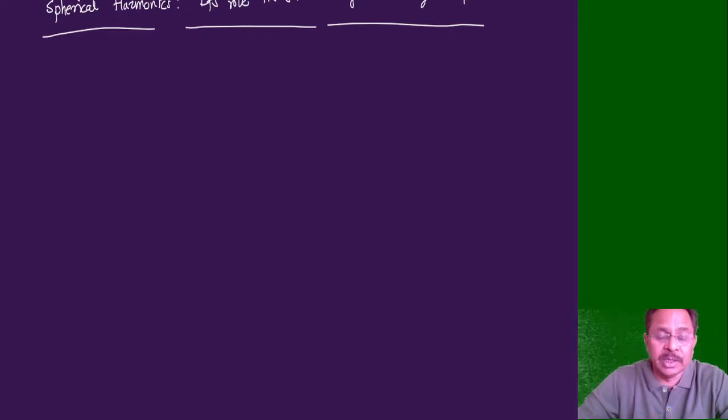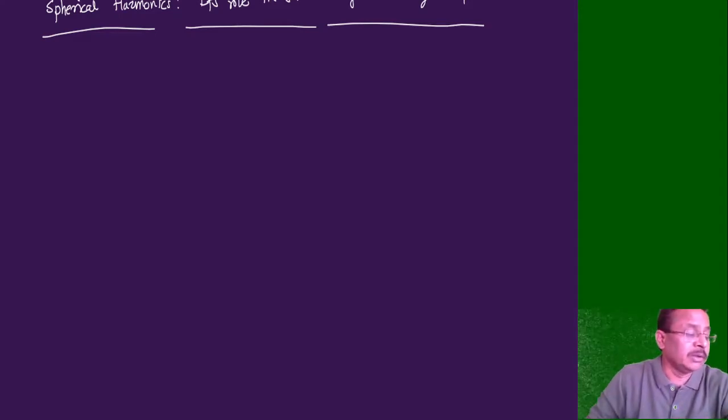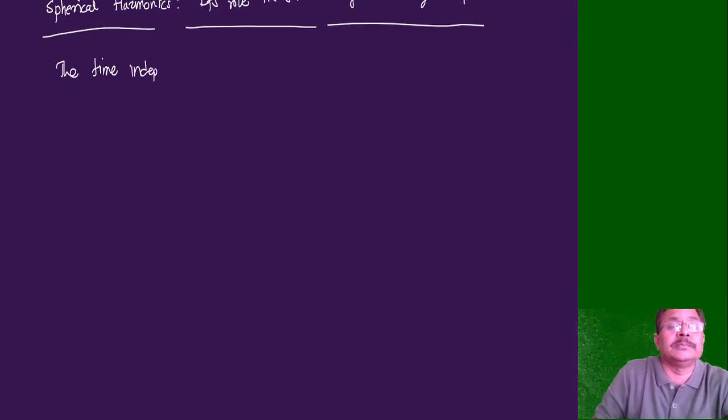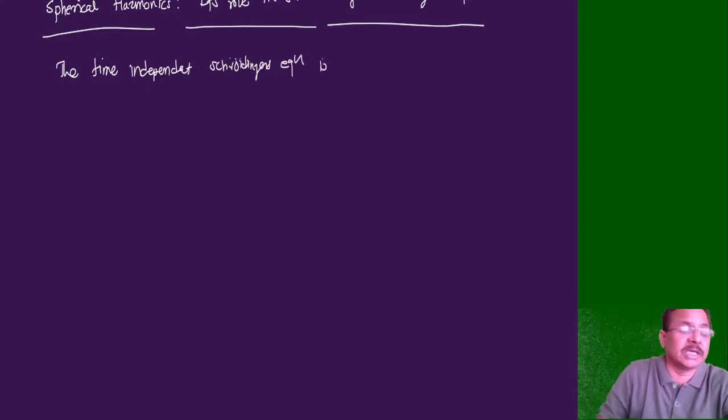But here in mathematical methods of physics, we are interested more in getting this idea of spherical harmonics and how it is used in the Schrodinger's equation and so on. Okay, now let's start with this. The time independent Schrodinger equation is, some of you may be able to write this, the time independent Schrodinger's equation. Let's write this form.